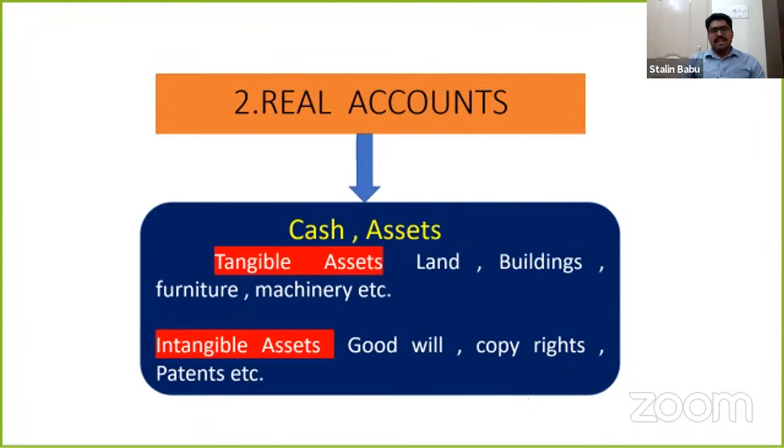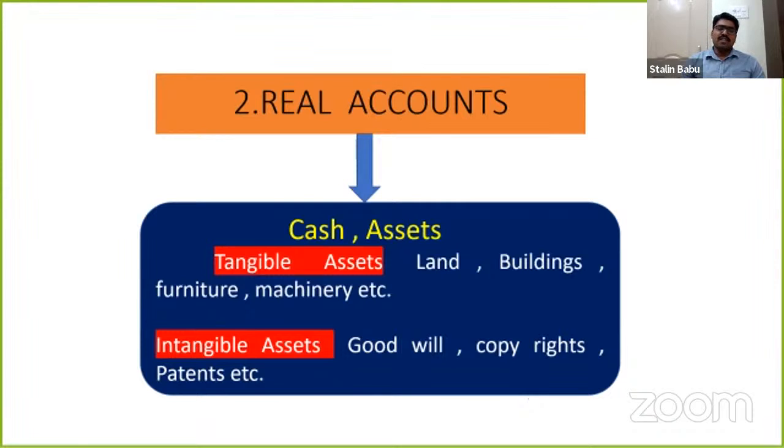Intangible assets. Intangible assets means those which we cannot see and we cannot touch, like goodwill, copyrights, patents. So what is meant by goodwill? A good reputation of the business. The good reputation gives the business more income, more revenue, but we can't see it.